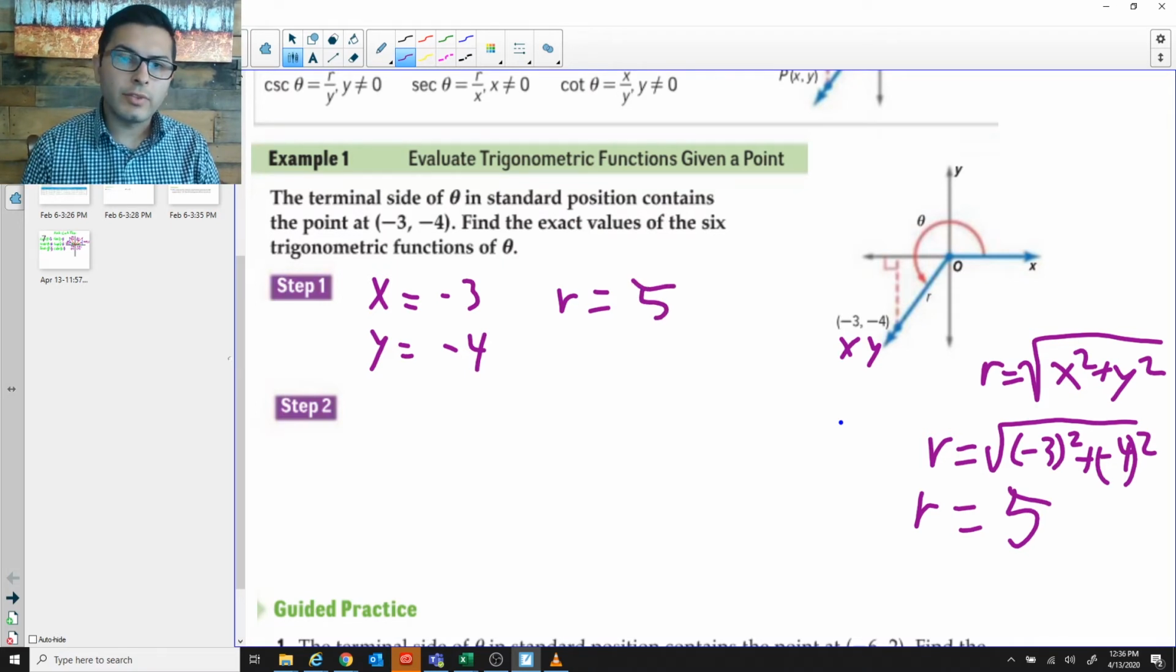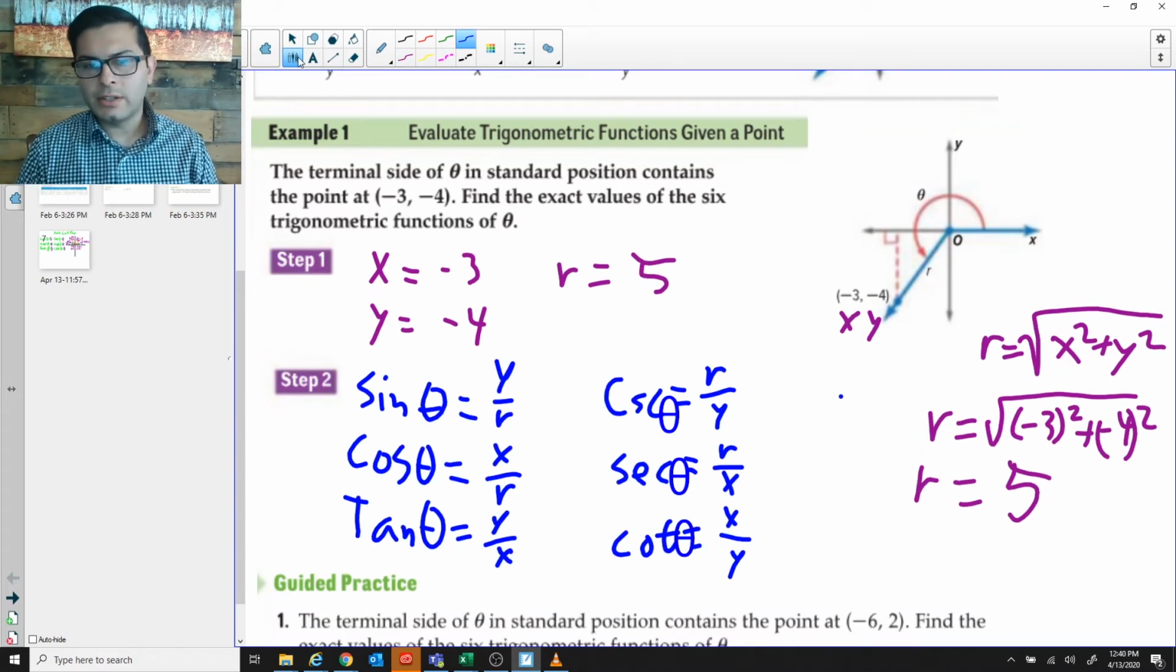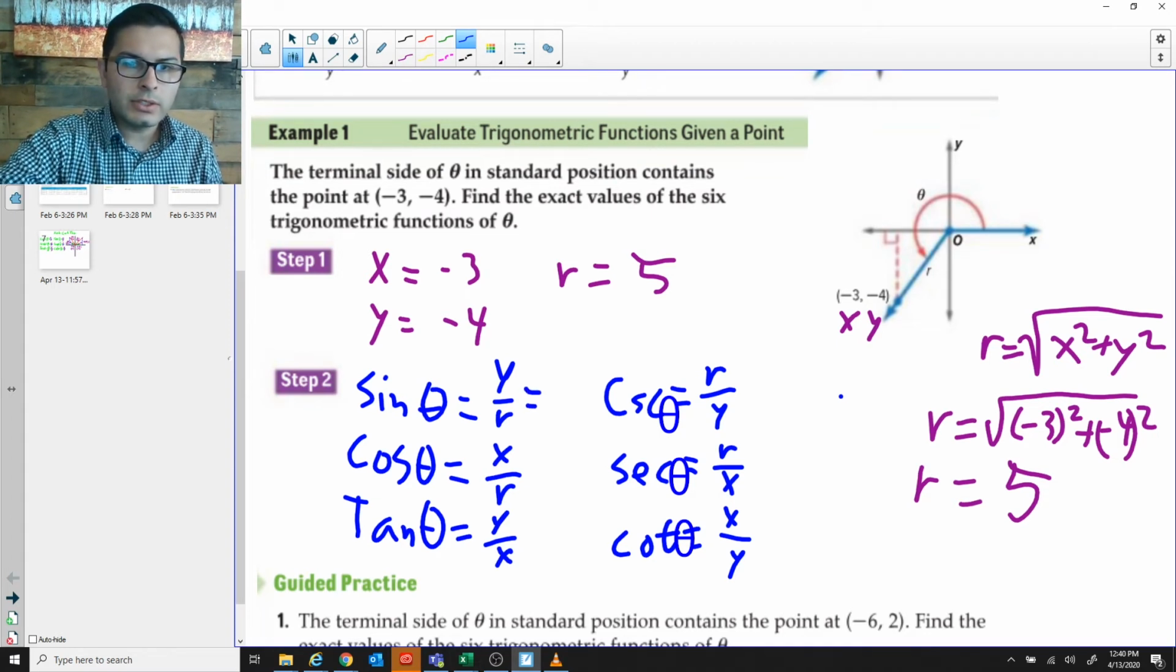Now that we have our value for r, we can just plug them into all of the trig functions. All I did was copy it down from our previous example, sine of theta, y over r, cosine of theta, x over r. We've talked about this already. Now we're just going to fill all of it in. So our y over r is just going to be -4 over 5. Our x over r will be -3 over 5.